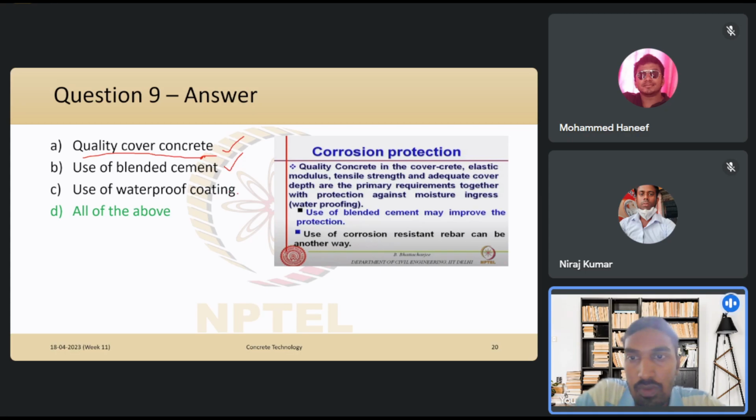Third is the use of a waterproof coating. So this is also a measure. As we said, we want to prevent the ingress. So providing a coating on the surface, a waterproof coating, will again help us in preventing moisture from entering the concrete, right? So therefore, that will also help us in reducing or preventing or delaying the rebar corrosion, right? So all the three strategies given here are perfectly valid. Therefore, the right option is D, all of the above.